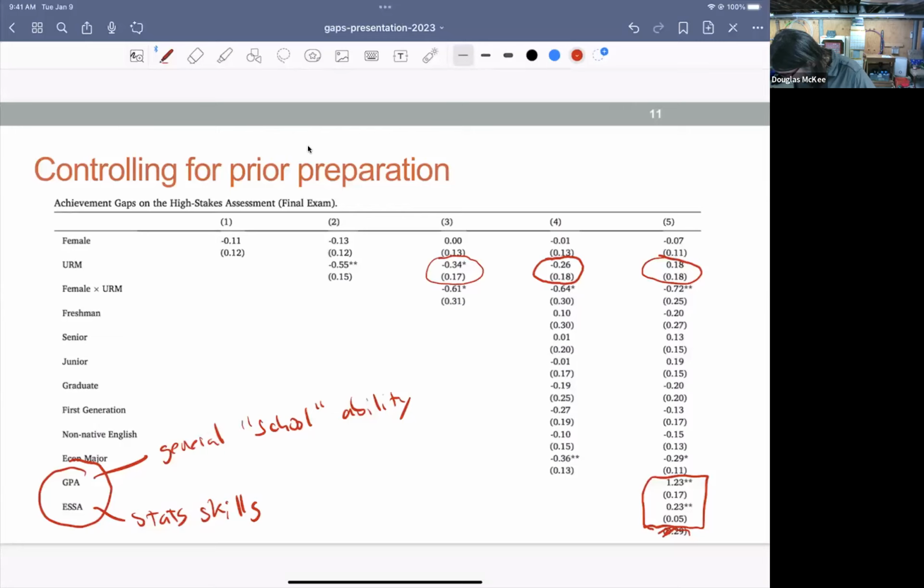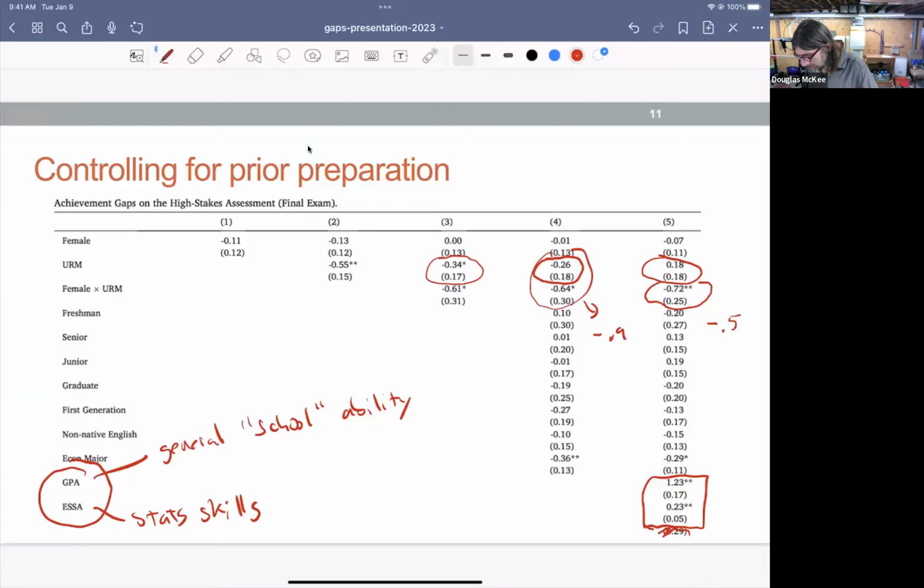The female URM gap, on the other hand, remember, this is only the difference between the gap for males and females. The female gap has gone from the sum of these two, which is minus 0.9, to the sum of these two, which is minus about 0.5. So it's smaller, but it's still pretty big and statistically significant. Okay, so it explains part of the female URM gap, but not all of it.